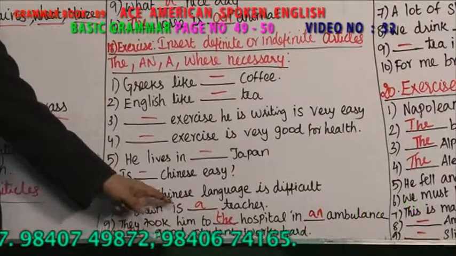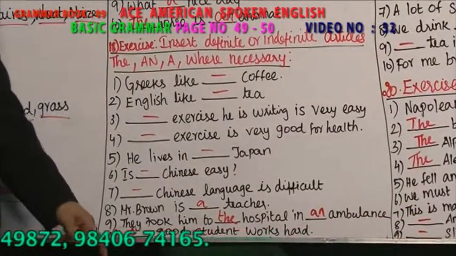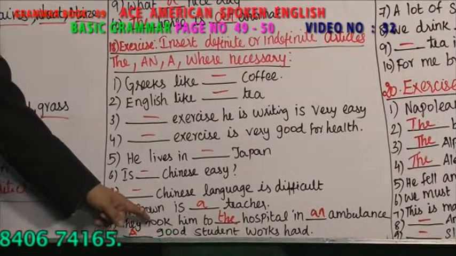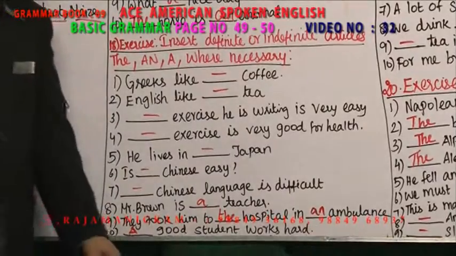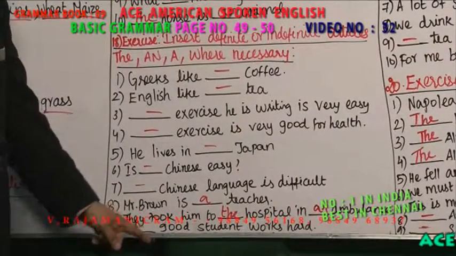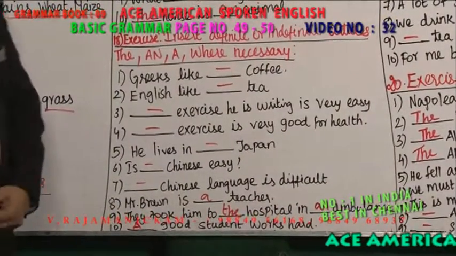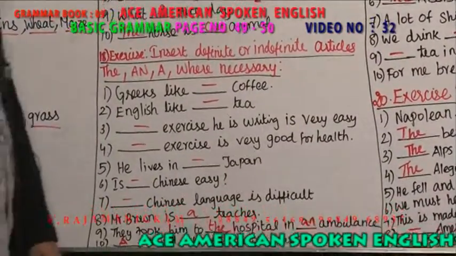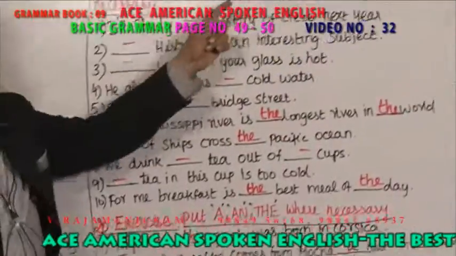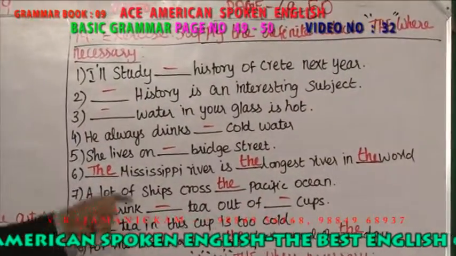Mr. Brown is a teacher, right? For a profession you are using "a." They took him to the hospital in an ambulance, right? A good student works hard. So, before an adjective and noun, good student, you are using "a." Exercise: supply the definite article "the" when necessary.